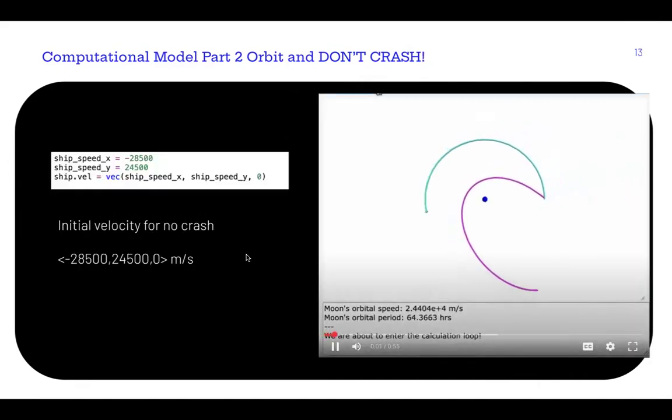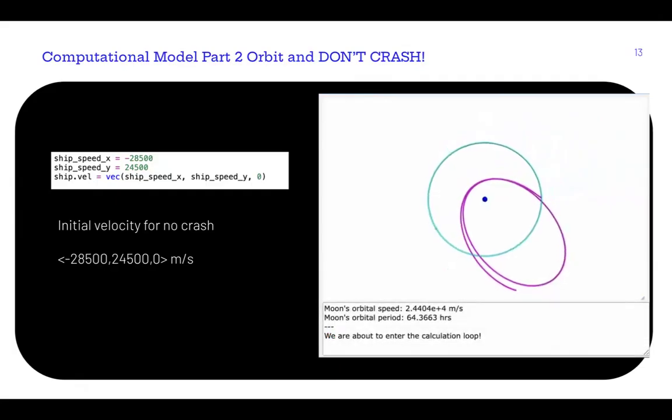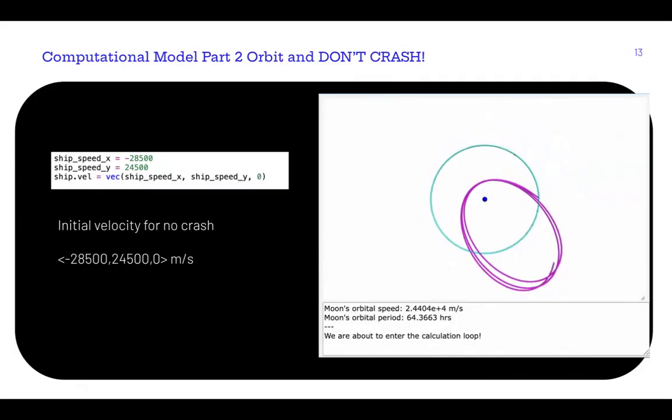And then what we got as a result is the initial velocity for no crash is negative 24,500 meters per second. And for this, the system is the planet plus the moon plus the spaceship, and their mutual gravitational interactions determine the motion, and the surroundings are everything else.